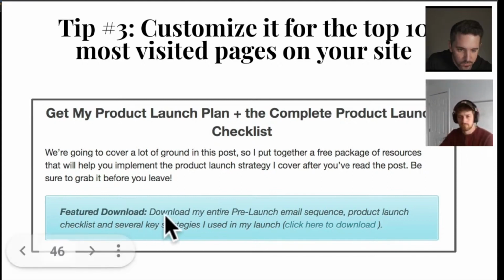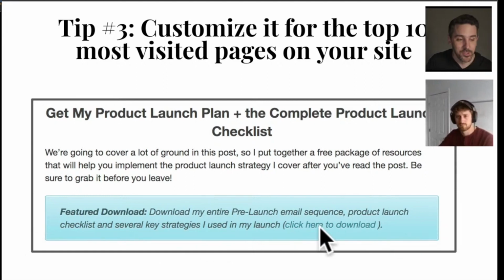So in this example, feature download. Download my entire pre-launch email sequence, product launch checklist, and several key strategies I use for my launch. Click here to download. Guess what happens when you click here to download? You get a pop-up, you enter your email address, you become a lead in our database. Now I can build trust with you and eventually present an offer to you.